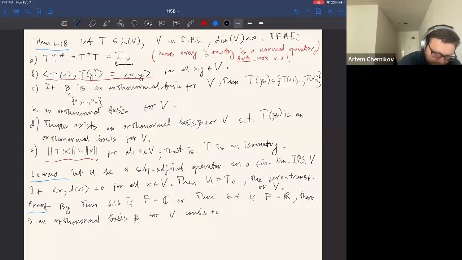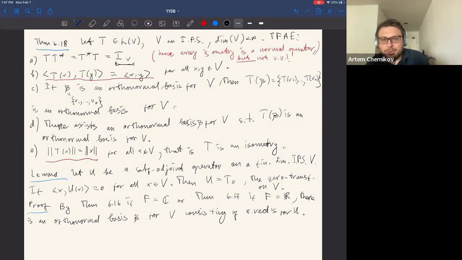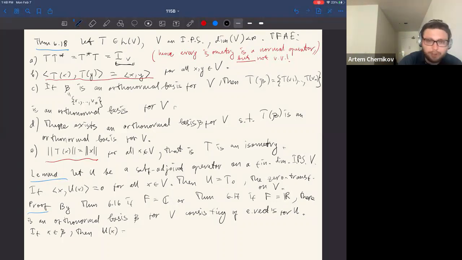consisting of eigenvectors for U. This is just what we just proved. So U is self-adjoint, so we can choose such a basis by one of the two cases, the complex case or the real case. Now if I take X, an element of this basis beta, then we get that U of X is equal to lambda X for some lambda in F, because each vector in beta is an eigenvector. So applying U to it corresponds to just multiplying by some lambda.